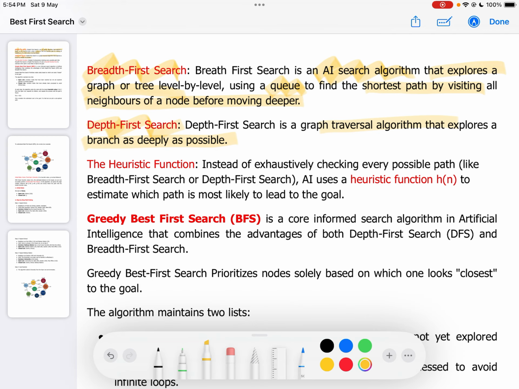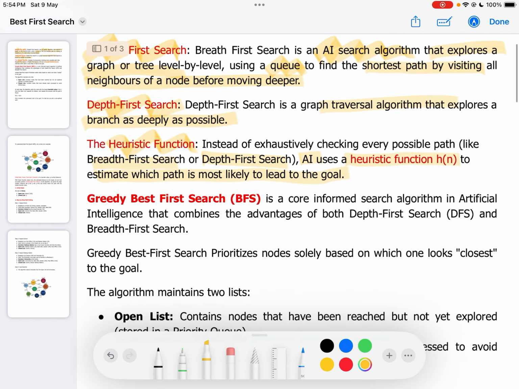Okay, now let's come to our topic. Before getting into greedy best first search, let's quickly talk about the heuristic function. We need to know this. Instead of exhaustively checking every possible path like breadth first and depth first, a heuristic function is a method used in AI to estimate which path is most likely to lead to the goal. The best path that will lead to the goal is given by the heuristic function.